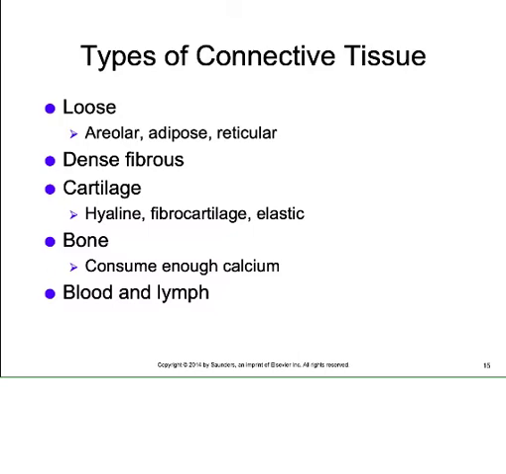Bone, of course, is the primary component of the skeletal system, and it comes in two forms, compact bone and spongy bone. But the extracellular matrix is mostly calcium phosphate, and then collagen, and then some glycoprotein. And then finally blood and lymph, where the extracellular matrix in blood is called plasma, and in lymph it's simply lymphatic fluid.